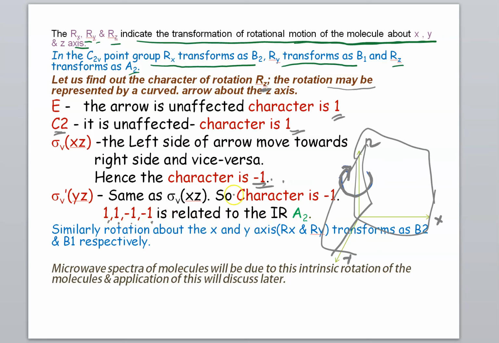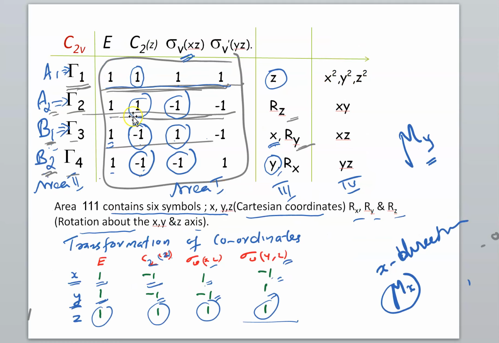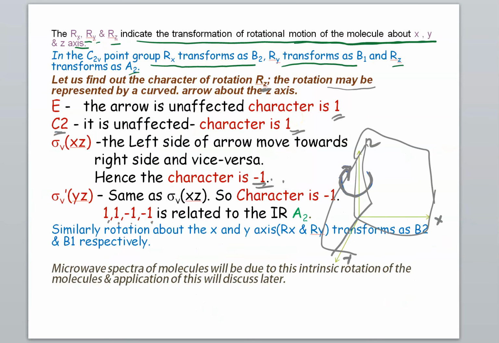It is related to the irreducible representation A2. Consider here. Yes, 1, 1, -1, -1. Therefore, the basis for A2 is Rz, rotation about the z-axis. Similarly, rotations about the x and y axes, that is Rx and Ry, transform as B2 and B1 respectively. We can understand this by considering an arrow on the x axis and y axis and finding the transformation properties of Rx and Ry. You can check by yourself.